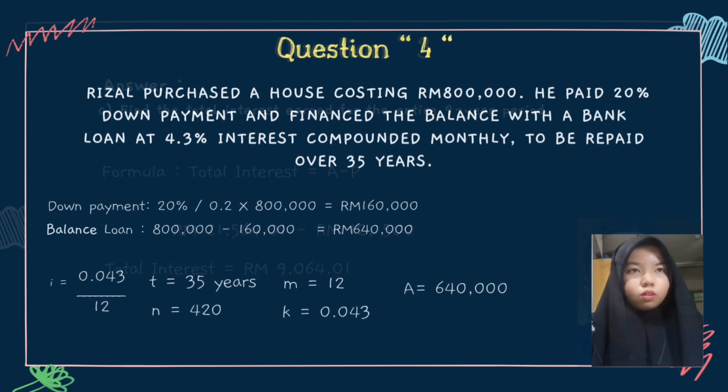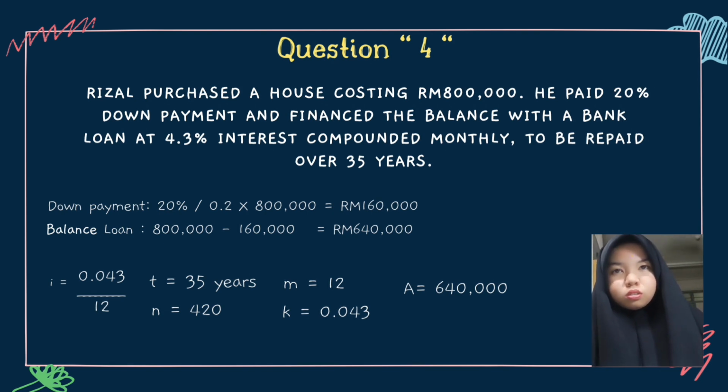So question 4. Rizal purchased a house costing RM800,000. He paid 20% down payment and financed the balance with a bank loan at 4.3% interest compounded monthly to be repaid over 35 years. Question 4 involves loan balance, monthly installment and interest calculation. P equals 640,000, K equals 0.043, M equals 12, T equals 35 years, I equals 0.043 divided by 12, and N equals 420.